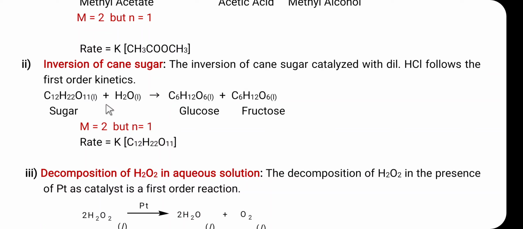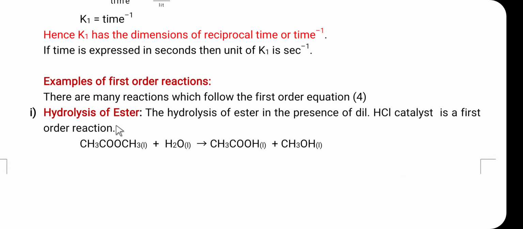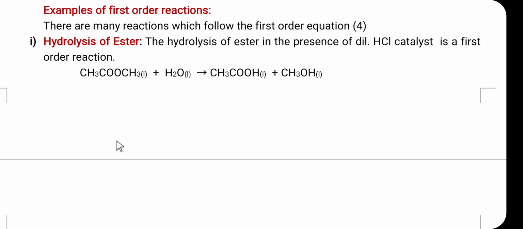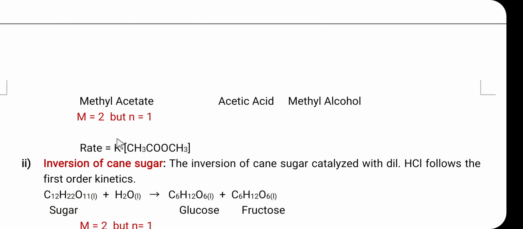So, here the rate of this reaction does not depend on the concentration of the water, it depends only on the concentration of the sugar. Here also the rate of the hydrolysis does not depend on the concentration of the water, it depends only on the concentration of the methyl acetate. So, even though the molecularity is 2, the order of reaction is 1. When one of the reactants is present in large excess, such a reaction shows pseudo behavior. This is the first reason.